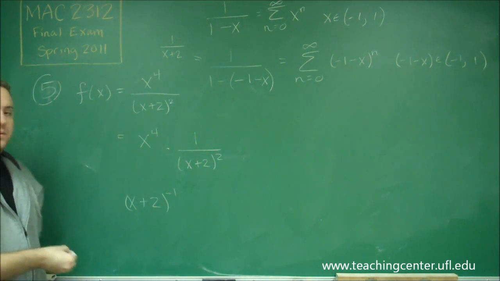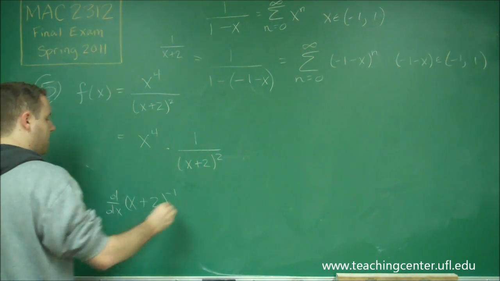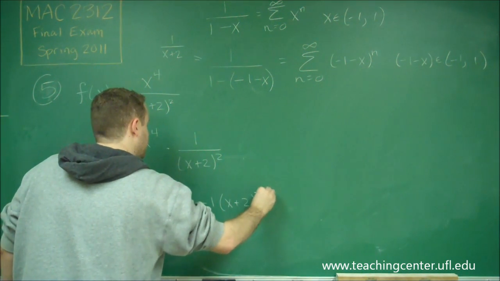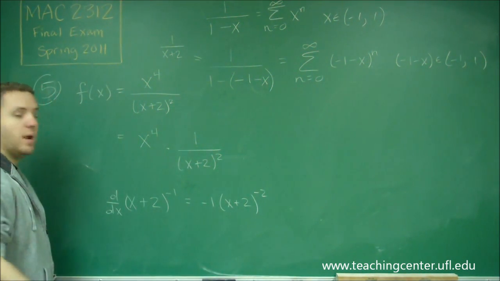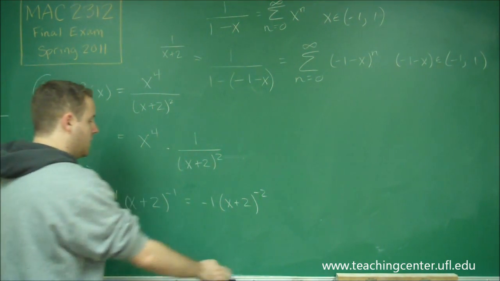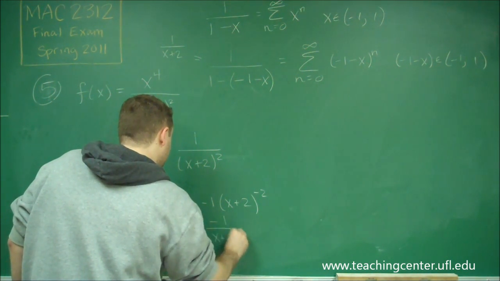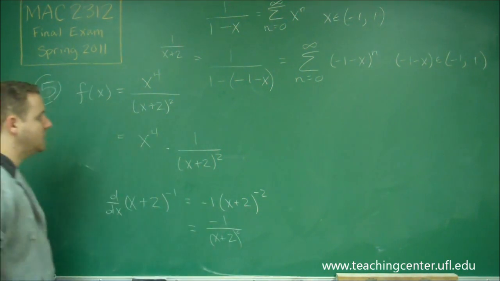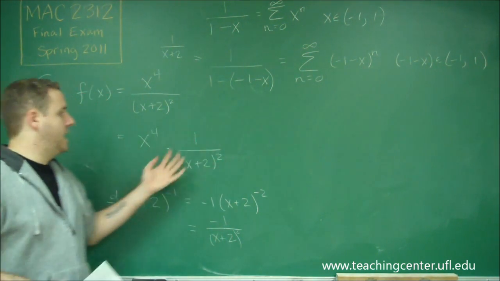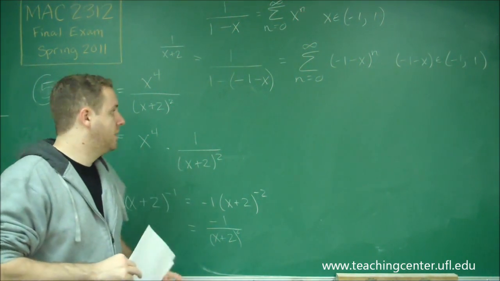So what happens when we take the derivative of that? When we do d/dx of that, we get -1 times (x plus 2) to the -2. We don't have to multiply by anything because of the chain rule, since x plus 2 has a derivative of 1. Written as a fraction, we get -1 over (x plus 2) squared. So when we take the derivative of this, we're going to get the negative of what we want. To get what we want, we just have to take the negative of that.